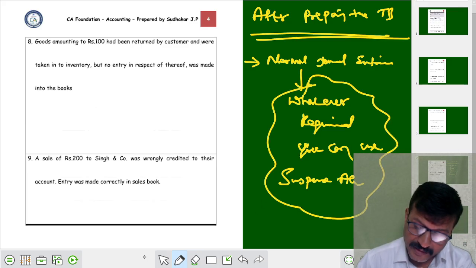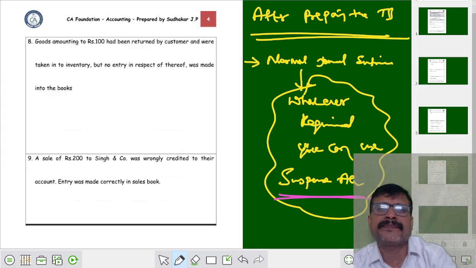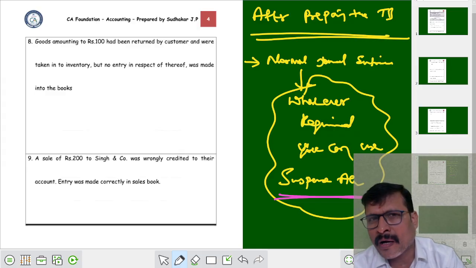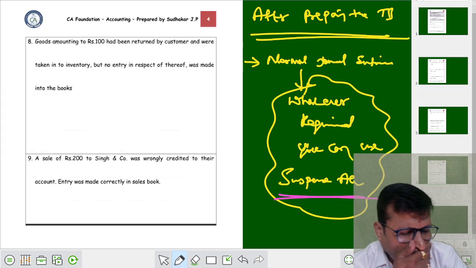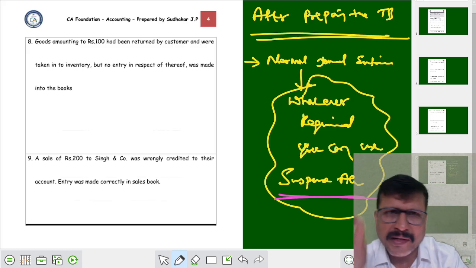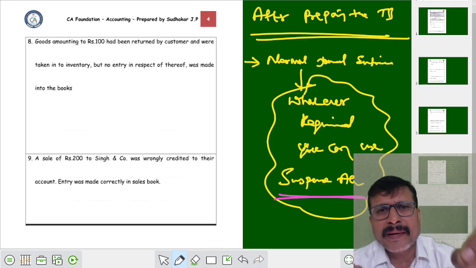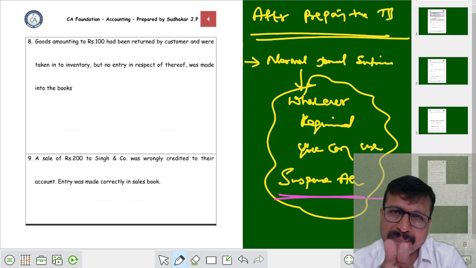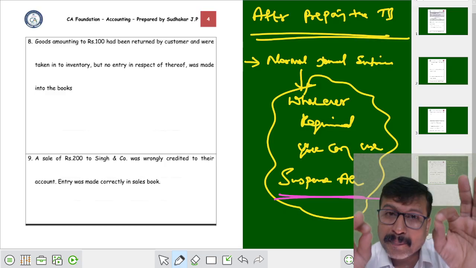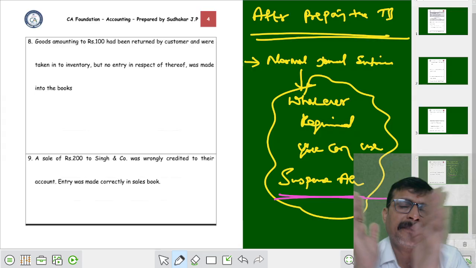Now my question is, what is suspense account? When is it to be opened? See, I tell you, suspense account is a temporary account. Suspense account is a temporary account opened to make the trial balance agree. I repeat, suspense account is an account temporarily opened to make the trial balance agree.